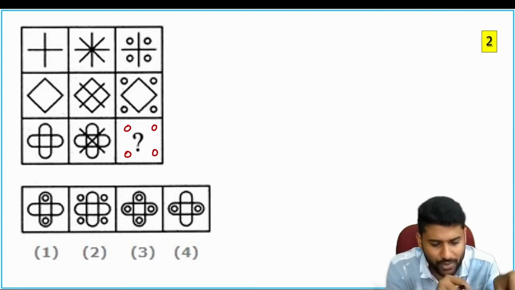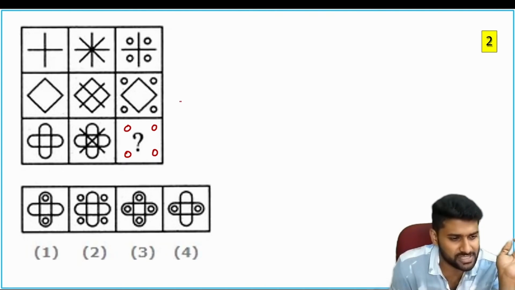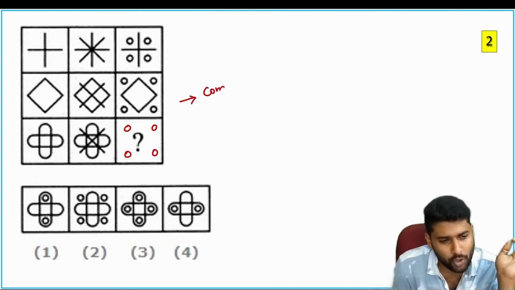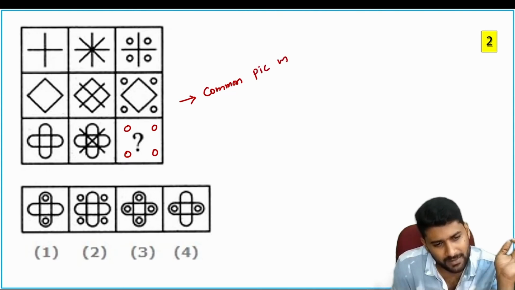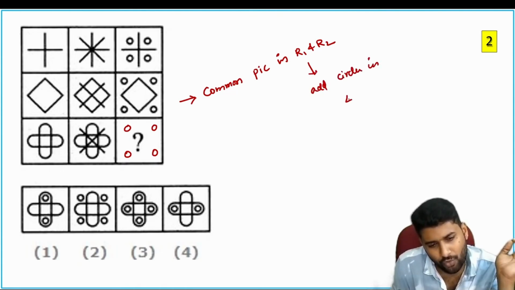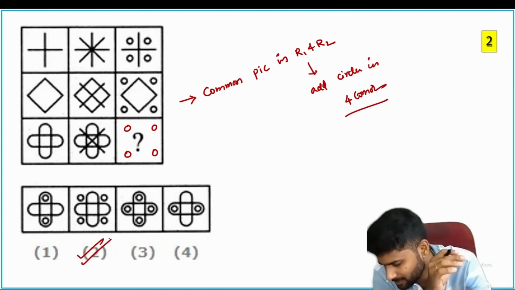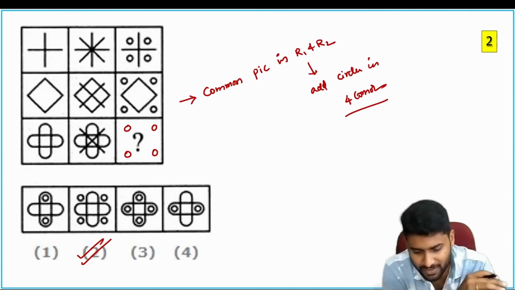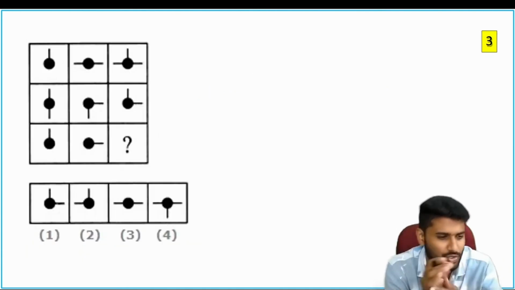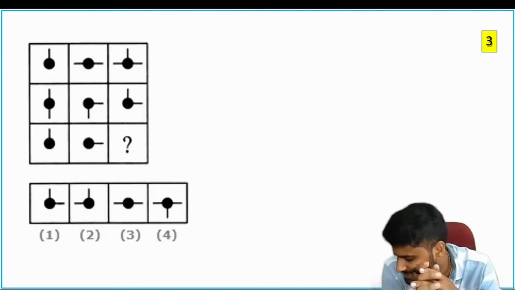You can see that position in the second one, but I will tell you the logic here. They consider the common picture in row 1 and row 2 and add circles in the 4 corners. Is it clear, guys? That is the logic. According to this logic, you choose your option. Very good. Let's move on to the next question.